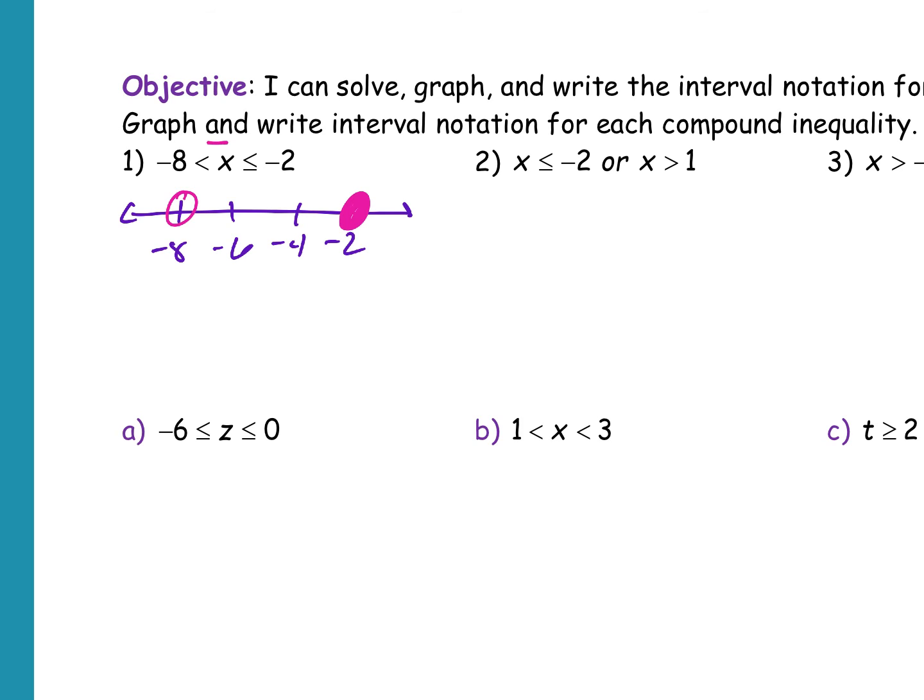How I read compound inequalities when they're written this way is I start here with the X and then I read outwards. Does that make sense? So this says X is greater than -8, so greater than -8 is this way. And then X is less than -2, so it's here. It goes right in between. So in interval notation, I would write a parenthesis because it's open, -8, comma, -2 bracket. That's it, done.